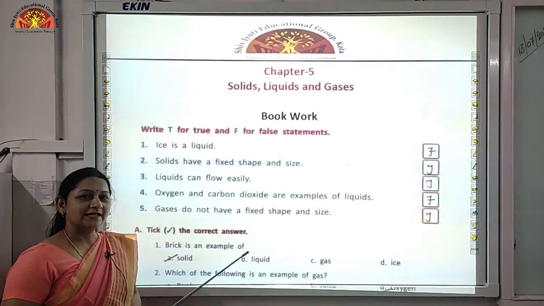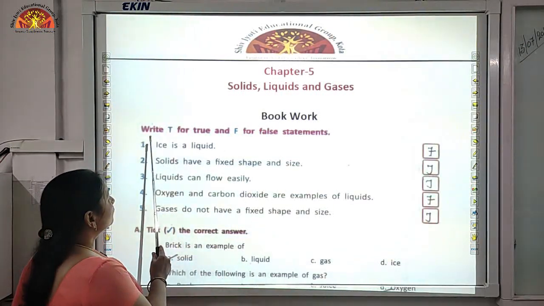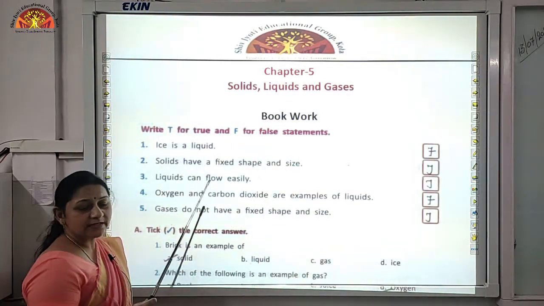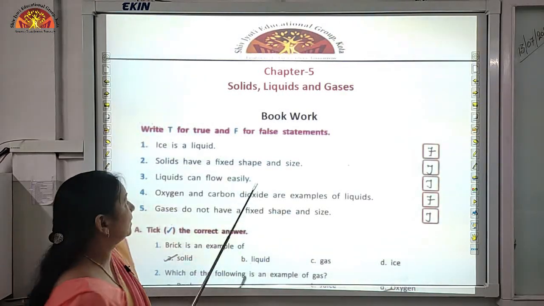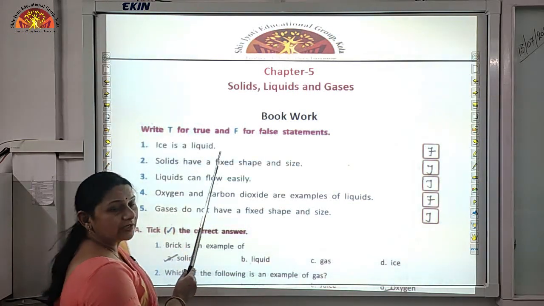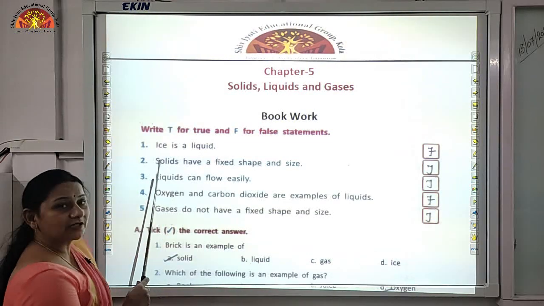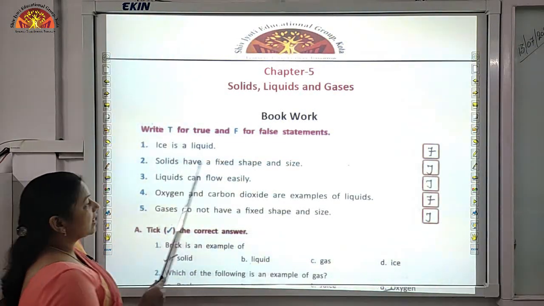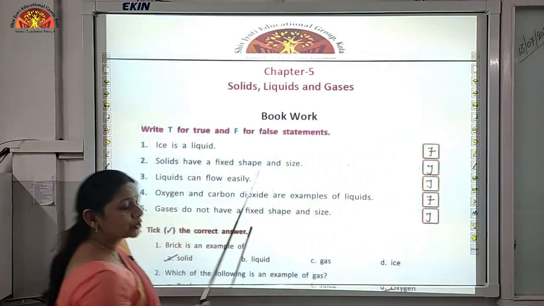So, children, let us start with book work. Write T for true and F for false statement. This exercise is in between the chapter, page number 41. First question, ice is a liquid. Yes, this statement is a false one because ice is not a liquid, it is in the solid form. Second one, solids have a fixed shape and size. Yes, this is a true statement.